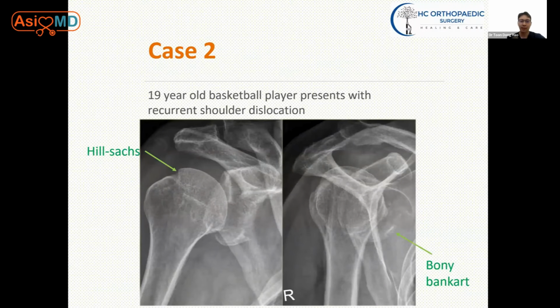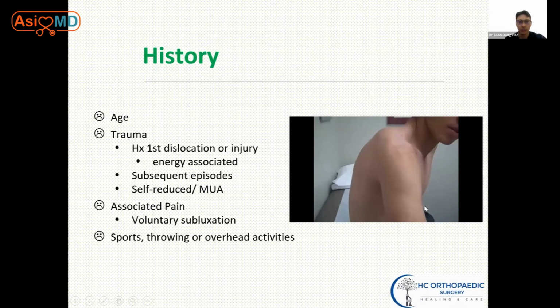Case 2 is a 19-year-old basketball player who presents with a recurrent shoulder dislocation. So this is a recurrent problem. On the patient's radiograph, you can see a Hill-Sachs lesion on the humerus, as well as a bony Bankart lesion of the glenoid on close inspection. So in terms of history, it's very important for you to ascertain a few things because that will alter the natural history of the patient. First is the age.